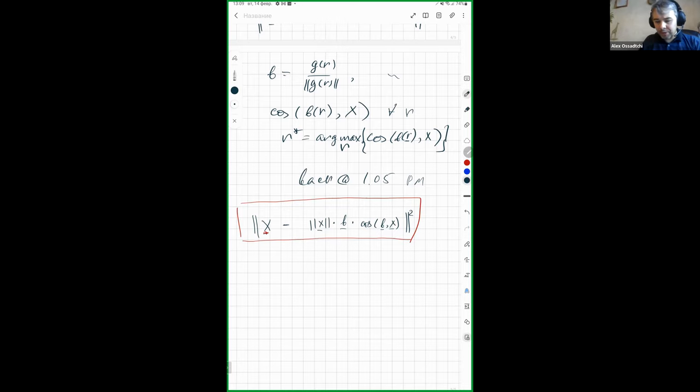Very similar thing here, except that we have to find B ourselves. We are restricted in this case because we have a forward model, the EEG forward model. So B cannot be just any. It has to be B of R, and you need to find R, which maximizes this cosine, or minimizes the angle between B and X, okay?